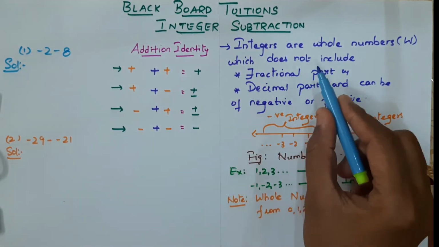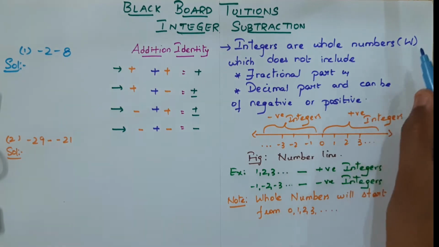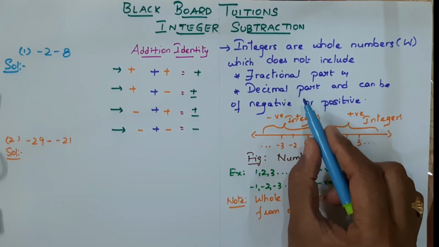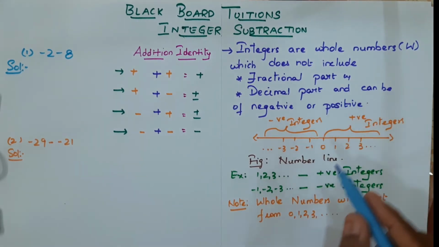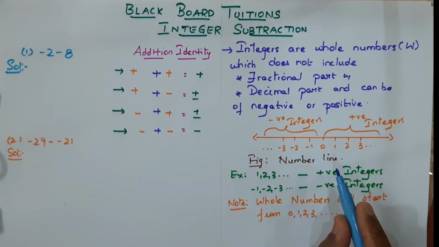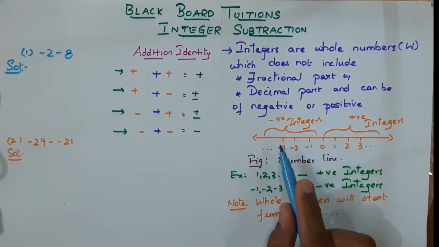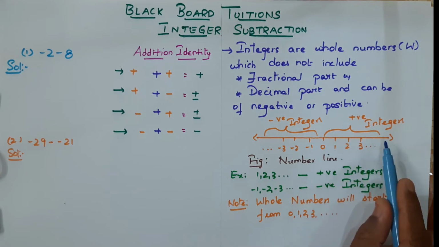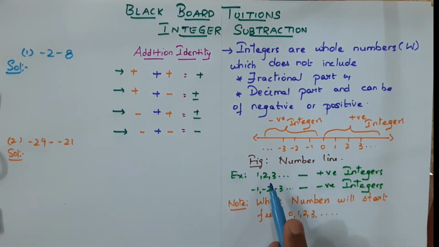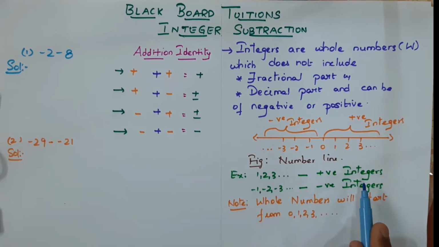We already know that integers are nothing but whole numbers, denoted by W, which do not include fractions as well as decimal parts, and integers can be positive and negative. If we see this number line, the left side of 0 has all negative integers and the right side of 0 has all positive integers. For example, 1, 2, 3 and so on are positive integers, and -1, -2, -3 and so on are negative integers.